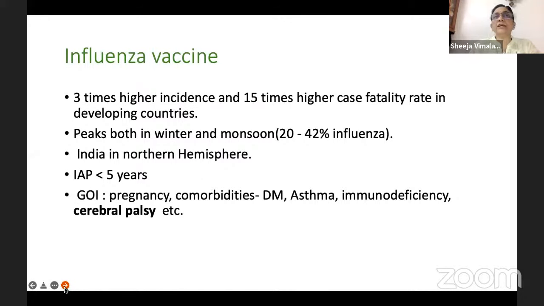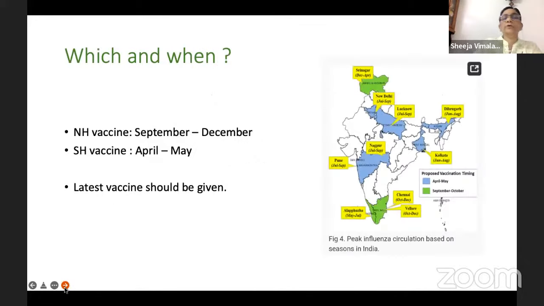IAP is recommending that every child less than 5 years should take an influenza vaccine, and also children with comorbidities. In fact, the government of India also recommends influenza vaccine for pregnancy as well as individuals with comorbidities. So that would include your asthma as well as patients with cerebral palsy. So which vaccine and when to give? You need to know that India, as a country, is in the Northern Hemisphere, so ideally we should be using the Northern Hemisphere vaccine. That would be what the government of India site would tell you. But the fact remains that in India nowadays, both the Northern Hemisphere vaccine as well as the Southern Hemisphere vaccines are released.